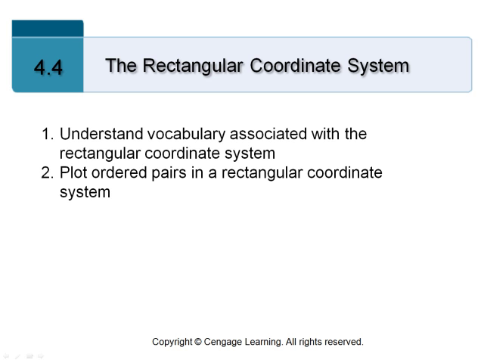Okay, so 4.4 is kind of a short section, but it introduces the rectangular coordinate system, which is a fancy name for a graph. So you're going to need to know about the different parts of the graph, which is what we're going to talk about with Objective 1, to understand the vocabulary of the rectangular coordinate system. And then the second objective is how to plot ordered pairs in that system. So let's get going.